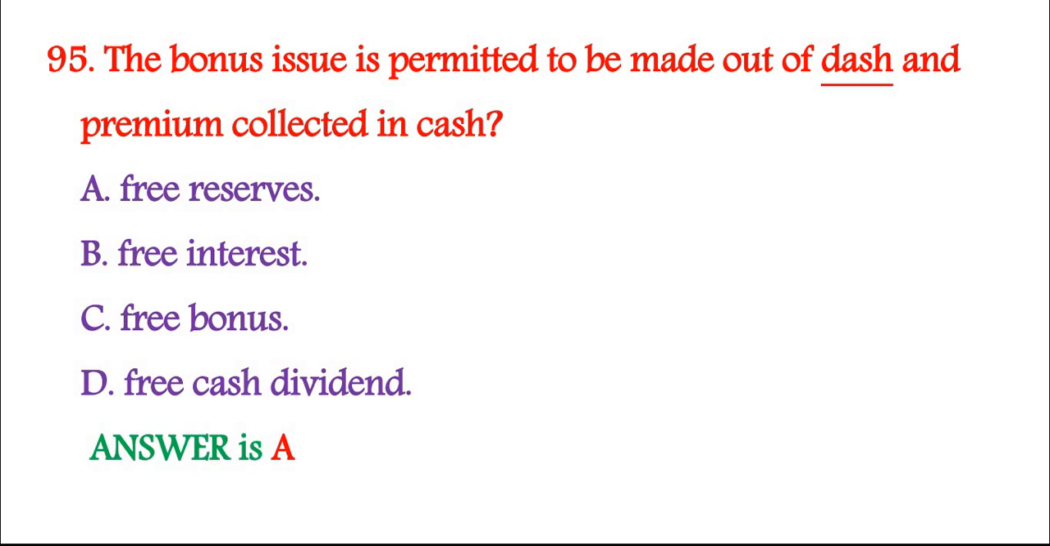95. The bonus issue is permitted to be made out of ___ and premium collected in cash. A. Free reserves. B. Free interest. C. Free bonus. D. Free cash dividend. Answer is A.